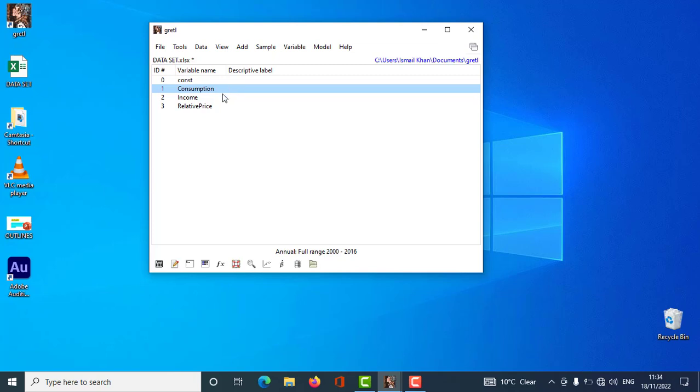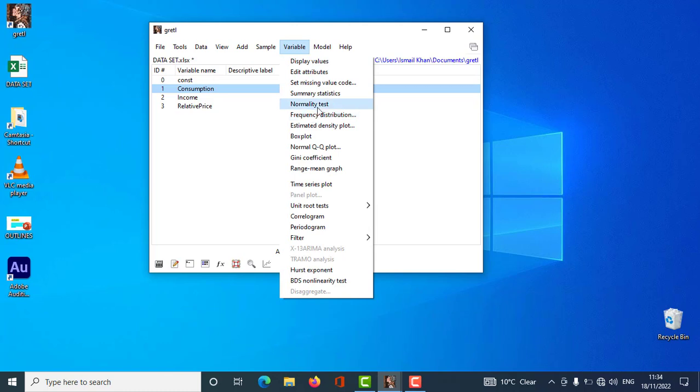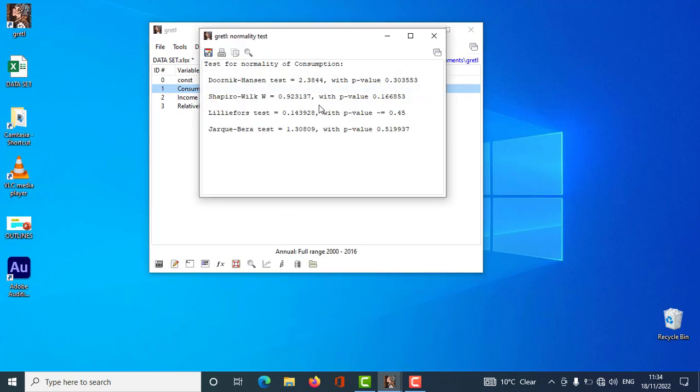Okay, so these are my variables: consumption, income, and relative price. Consumption is the dependent variable, and income and relative price are my independent variables. So I would check normality for consumption first. To check normality of consumption, I would go to variable and then click on normality test.